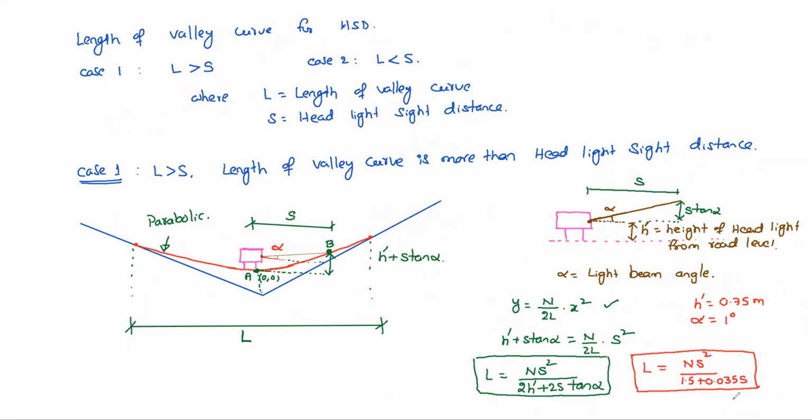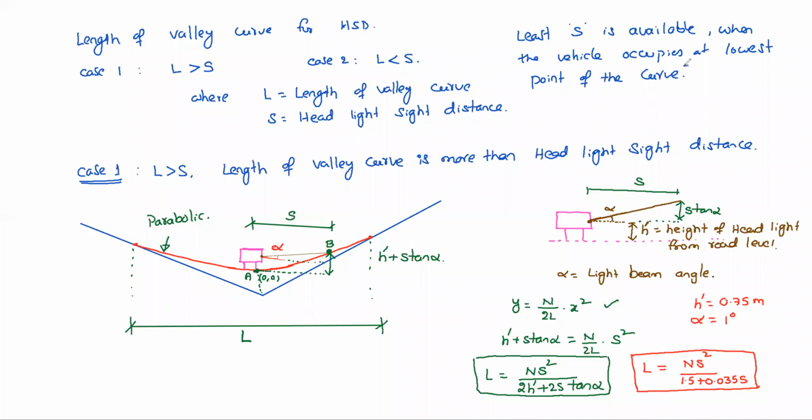So least S will be available when the vehicle occupies the lowest point, or mid, lowest point of the curve. So for L greater than S, that means for least S, we designed this one, and for case 2, highest S whenever possible, for that case we have designed this one.